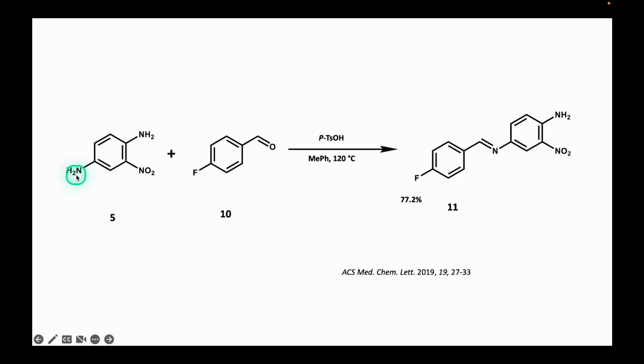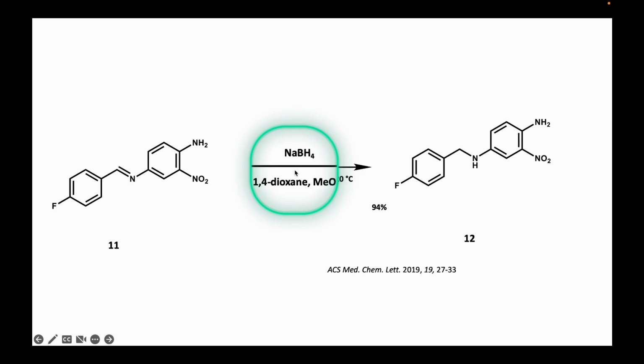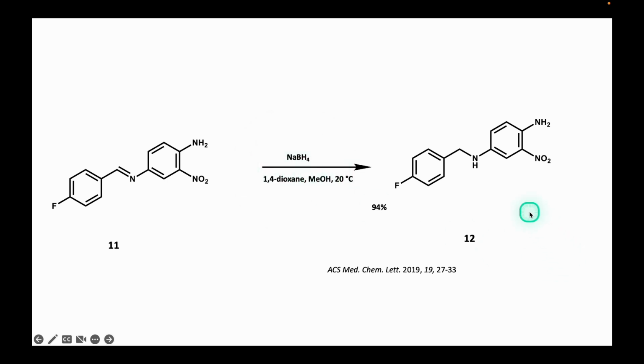The condensation of the amino group in 5 and the aldehyde in 10 in an acidic medium forms imine 11. The amino group in 5 that reacts corresponds to the one in the meta position relative to the nitro group, since the other amino group, being ortho to the nitro group, is less nucleophilic. The reduction of the imine is carried out with sodium borohydride to form benzylamine 12 with high yield.